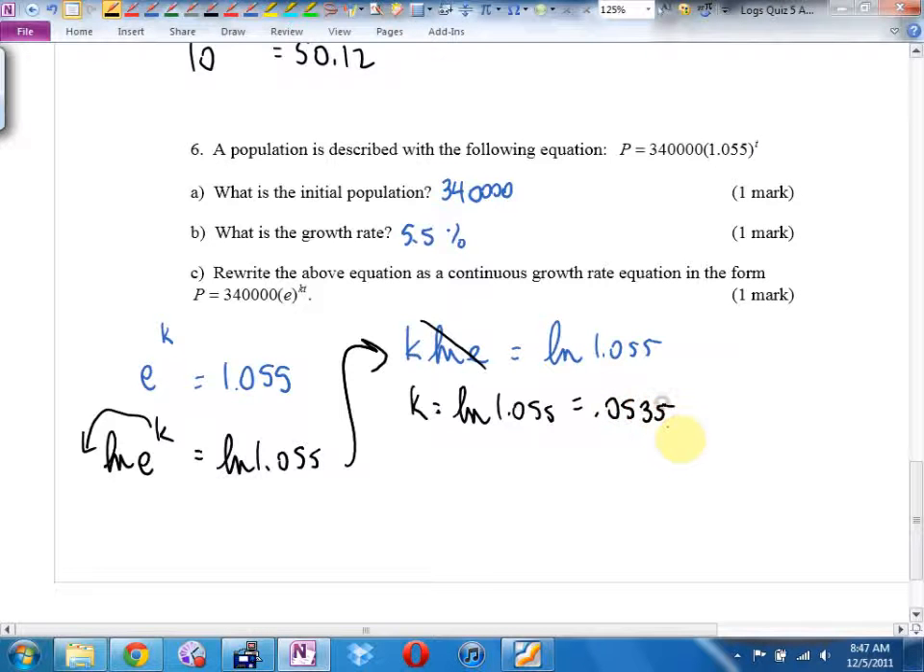Okay. That's really your final answer. That's what I would like to see for the half mark. If you found that, that gets you a half mark as well.